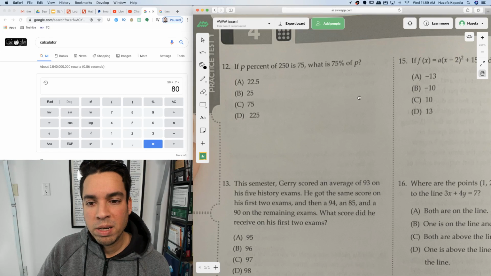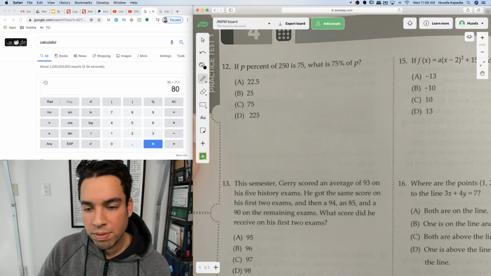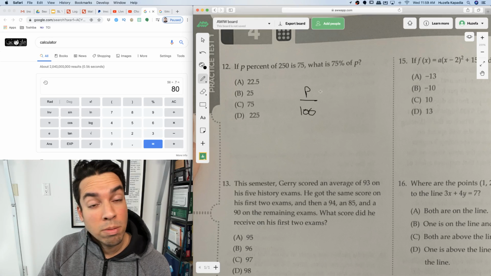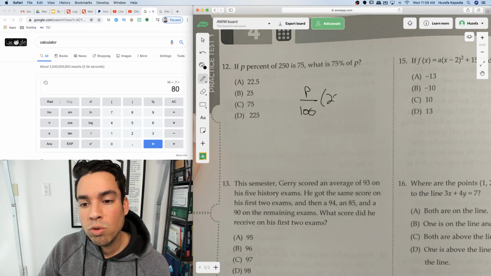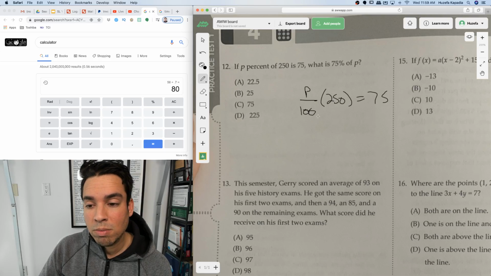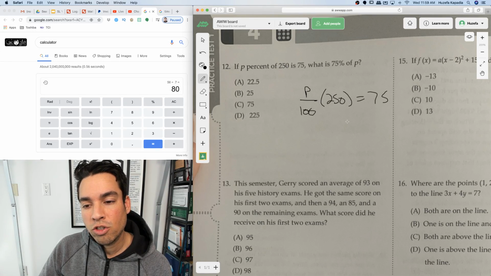Number 12. If P% of 250 is 75, what is 75% of P? So we can say P, and they're saying P%, so I'm immediately converting it to a fraction or a decimal, however you want to look at it. P% of 250 is 75. See how I've turned it into an equation? Now all I got to do is solve for P and I'm good. So first, 250 over 100 is 2.5.